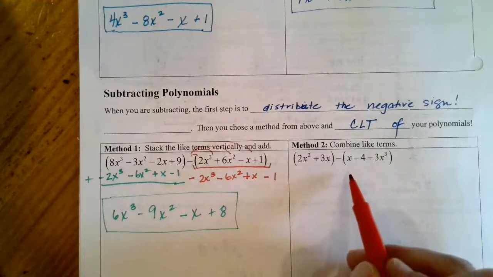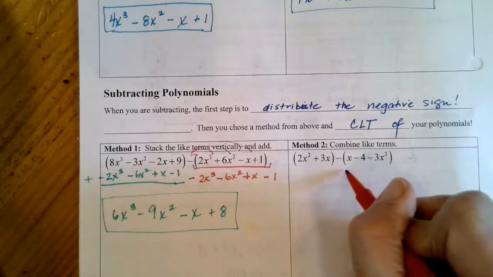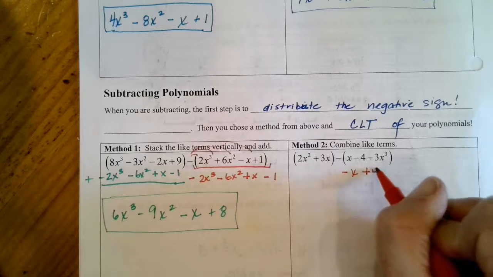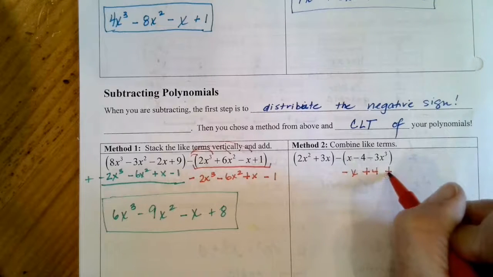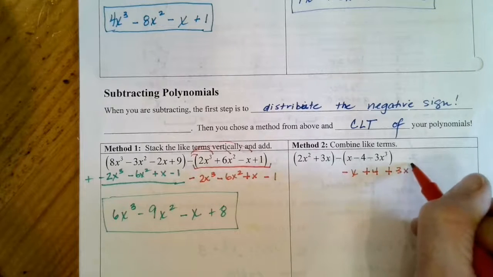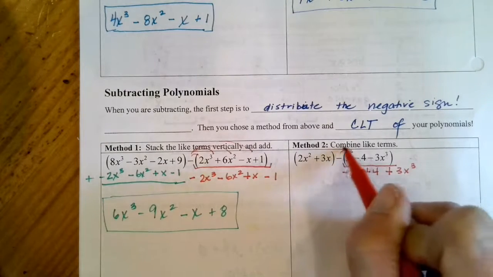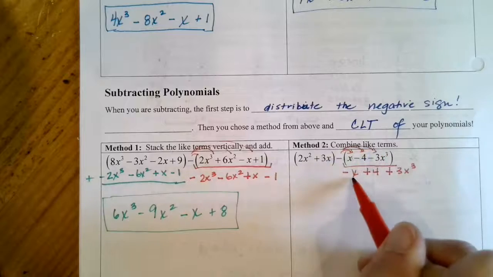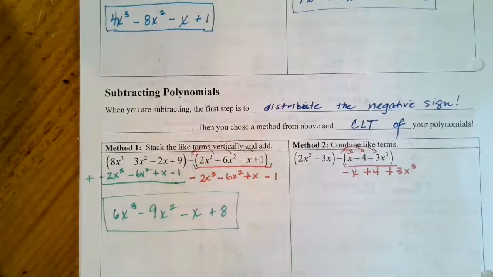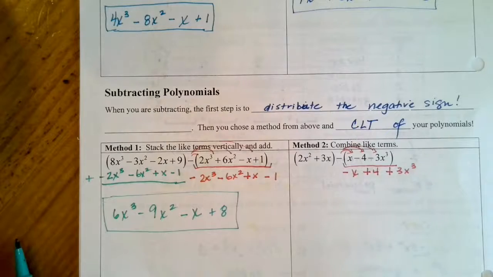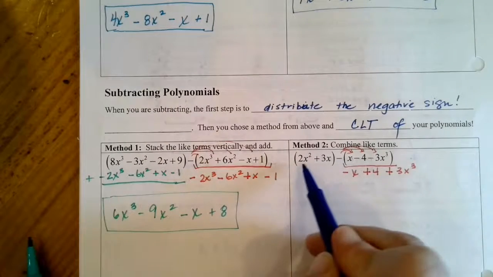When I check out this next one, I'm going to be subtracting x, subtracting negative 4, and subtracting negative 3x cubed. If you can see what we have here, this negative goes to each term, and that shows me how the sign of each changes. Now, if I wanted to stack these under here, I could, or I can just use the method of where I'm going to combine like terms.